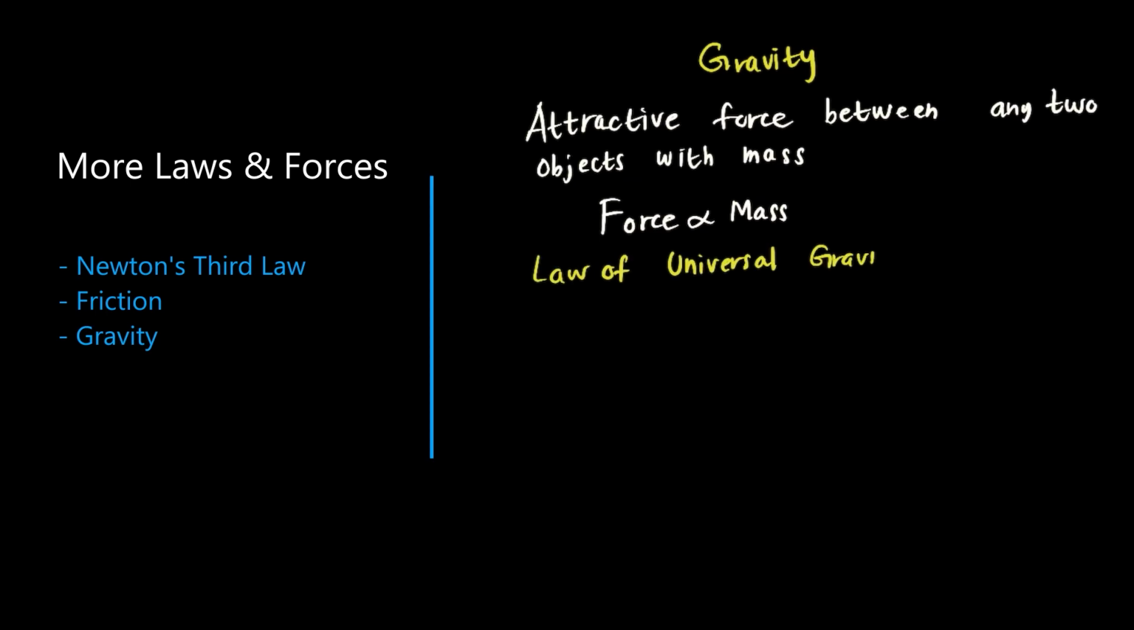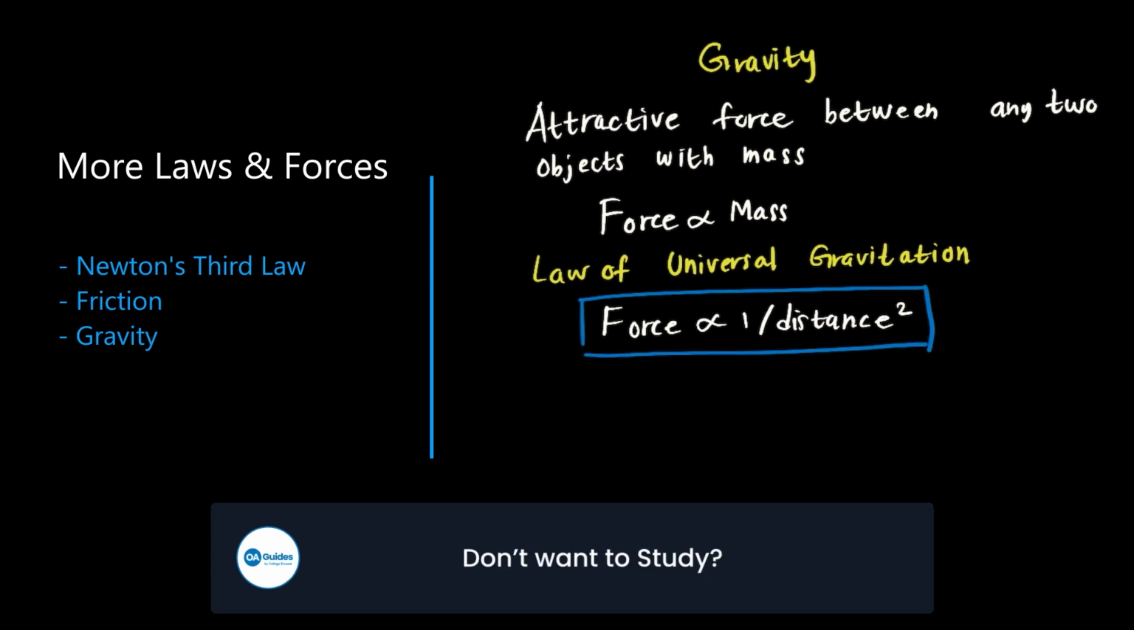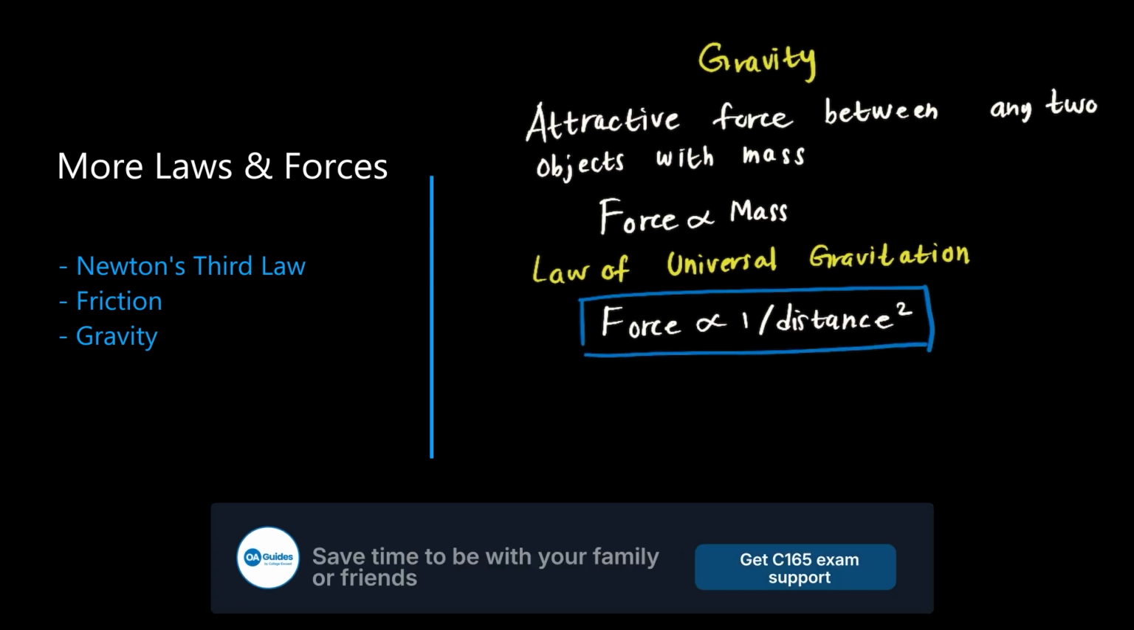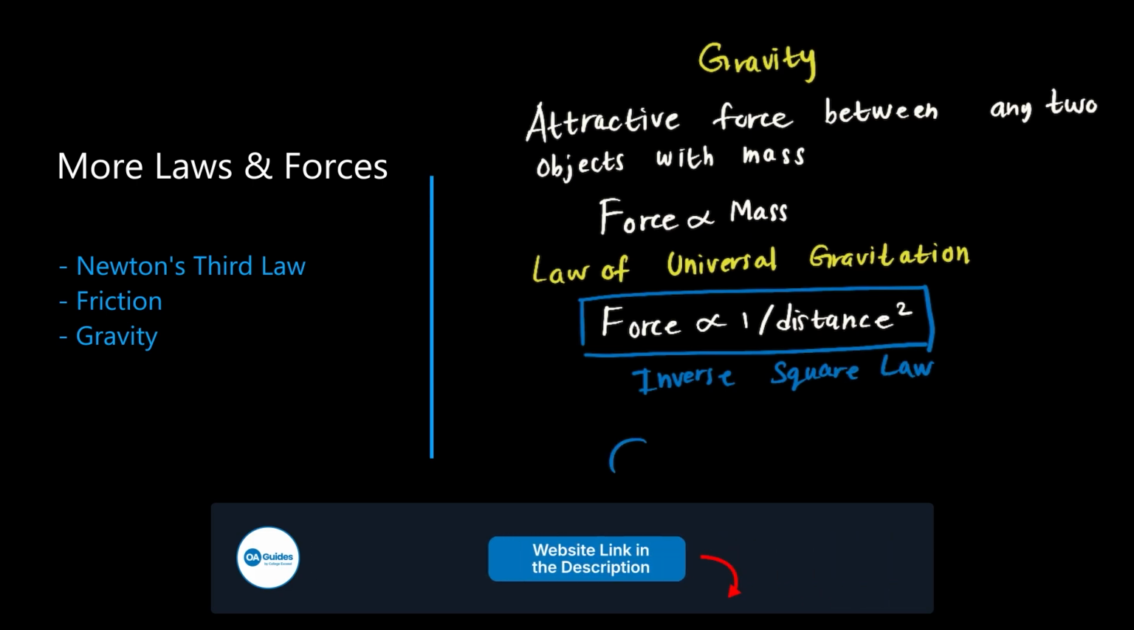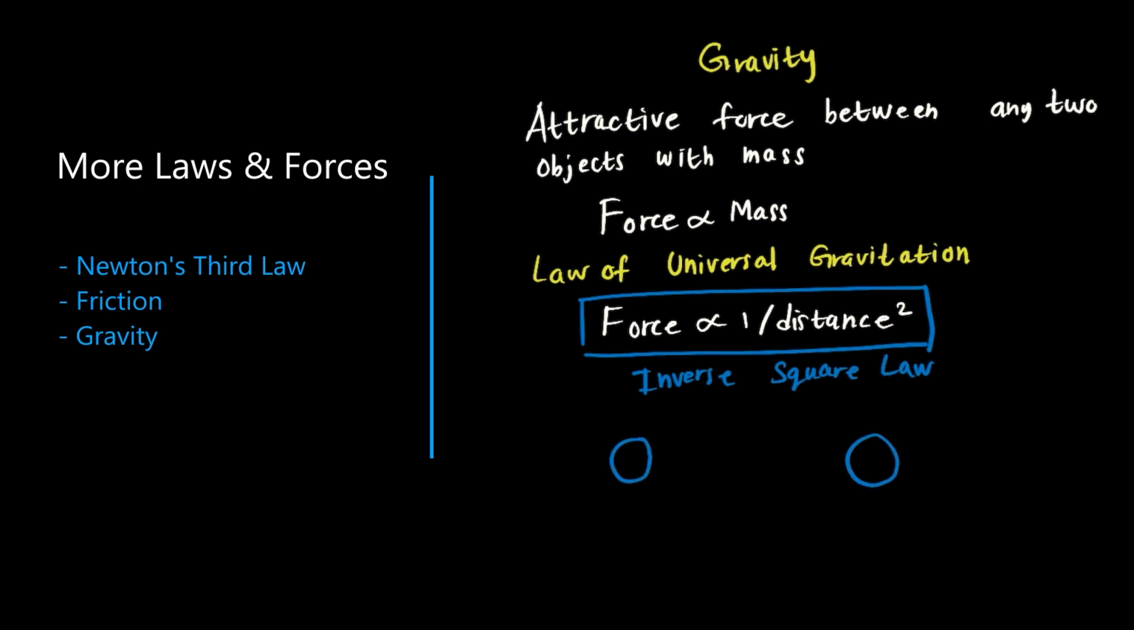Sir Isaac Newton was the first to realise that the same force that pulls an apple to the ground is the force that keeps the Moon in orbit around the Earth, and the Earth in orbit around the Sun. This is described by his law of universal gravitation. This law states that the force of gravity between two objects is directly proportional to the product of their masses, and, this is the important part, inversely proportional to the square of the distance between them.